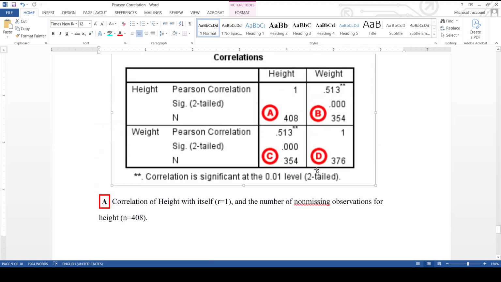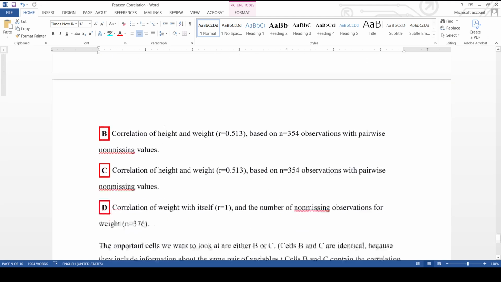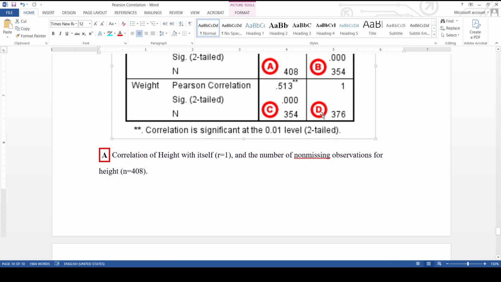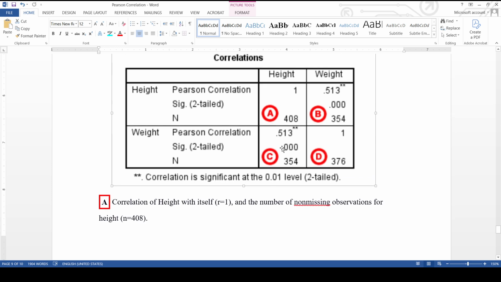Let's go to C. Here, by looking at this C, for the weight, we have the correlation R as 0.513. And we have the total number of outcome as 354 non-missing value. That is what we have in C. And let's see, correlation of height, R is this, based on N is 354 observation with pairwise non-missing value. And the last one is 374 non-missing value. However, there is something we have not reported. 0.0000.